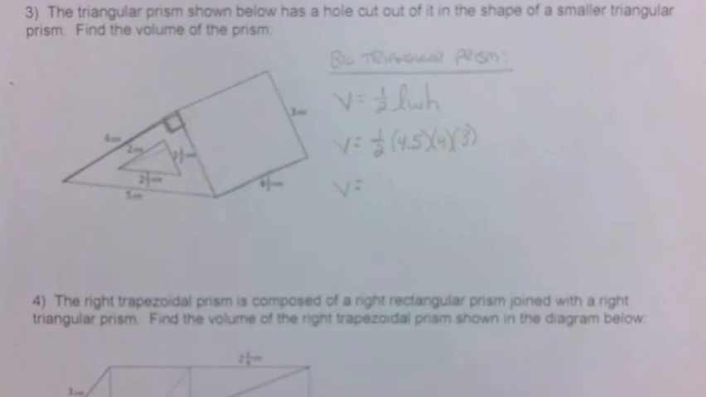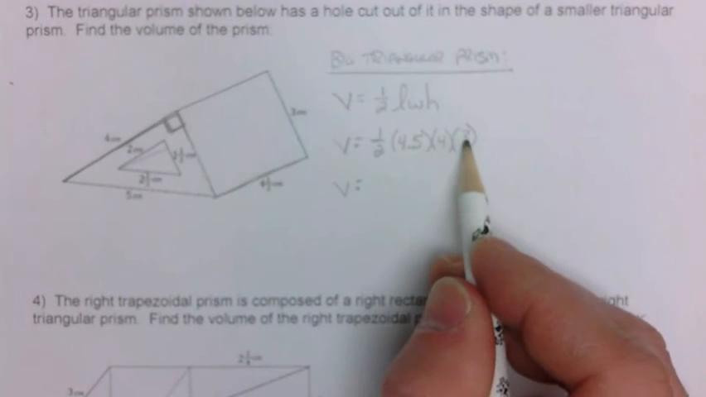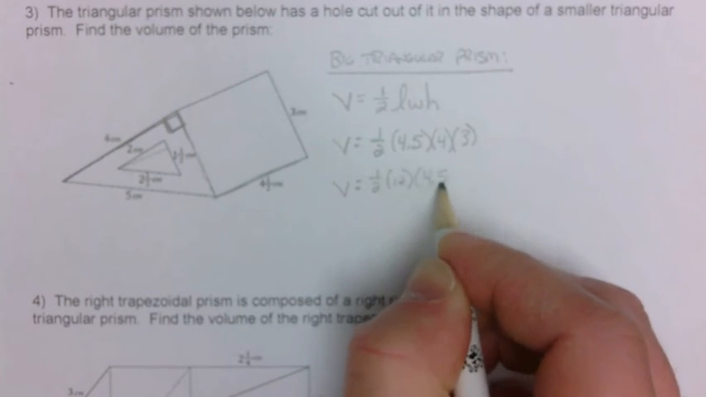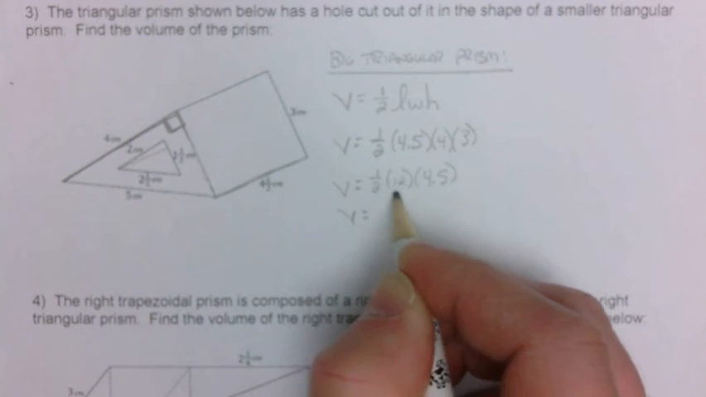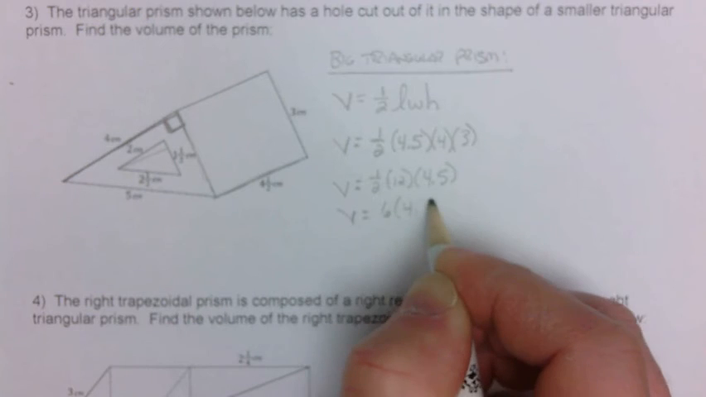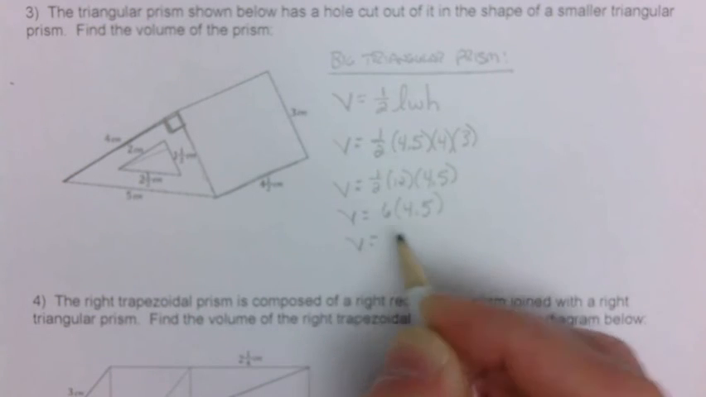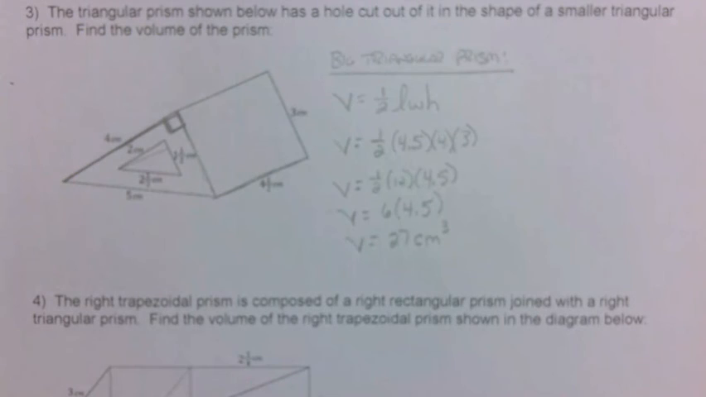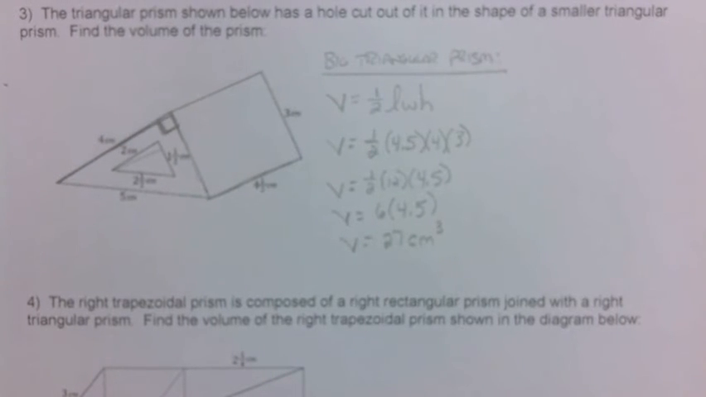If we go ahead and multiply here, we're going to have 4 times 3 is 12. Okay, so we're going to have half of 12 times 4.5. And I know half of 12 is 6. So I just have to do 6 times 4.5. And that's going to give me 27 cubic centimeters as the volume.